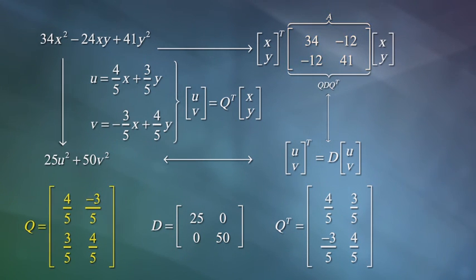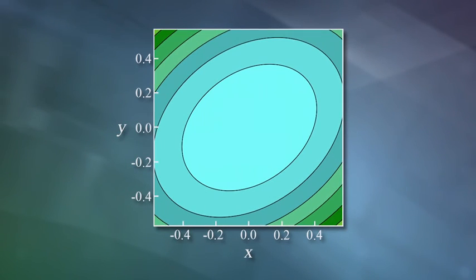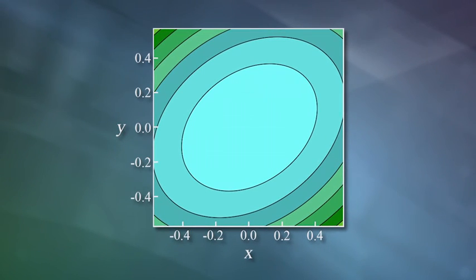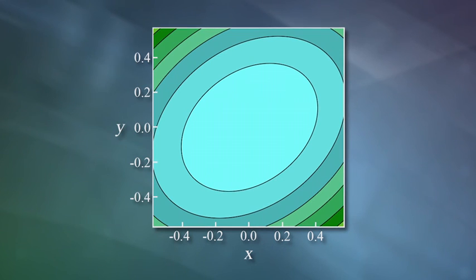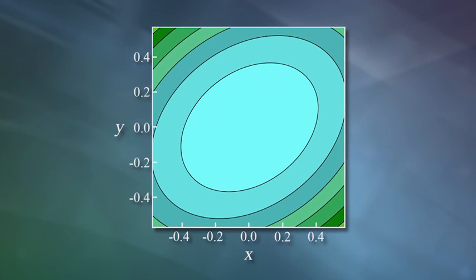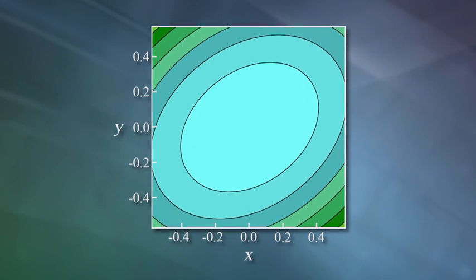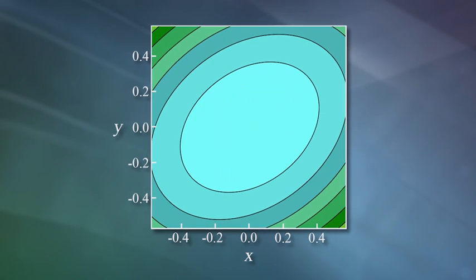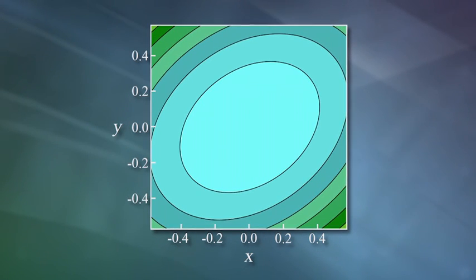And the fact that Q is an orthogonal matrix means that this change of variables does not warp the plane at all. So whatever geometric features the u v polynomial has, the x y polynomial also has, just rotated. For instance, the level sets of the u v function are ellipses with major and minor axes along the u v axes. But then the level sets for the x y function are ellipses too, just rotated by an orthogonal transformation.